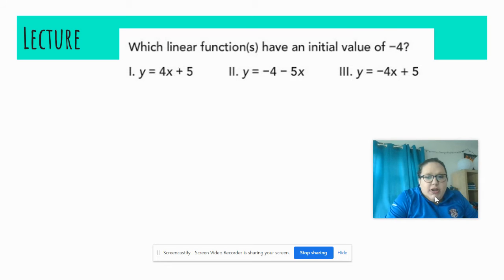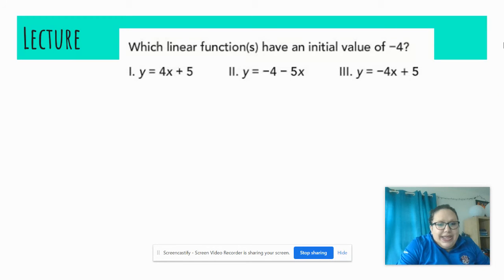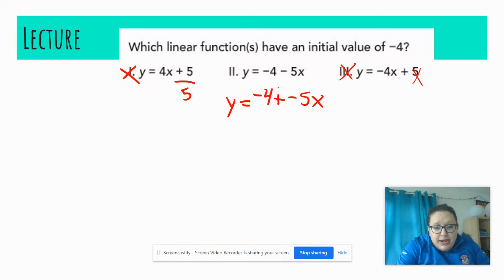All right, which linear functions have an initial value of -4? I know that this one is 5, so that's not it. This one is also 5, so that's not it. Again, here, if I rewrite this like that, remember subtraction is add the opposite, and I use the commutative property to switch these addends around.